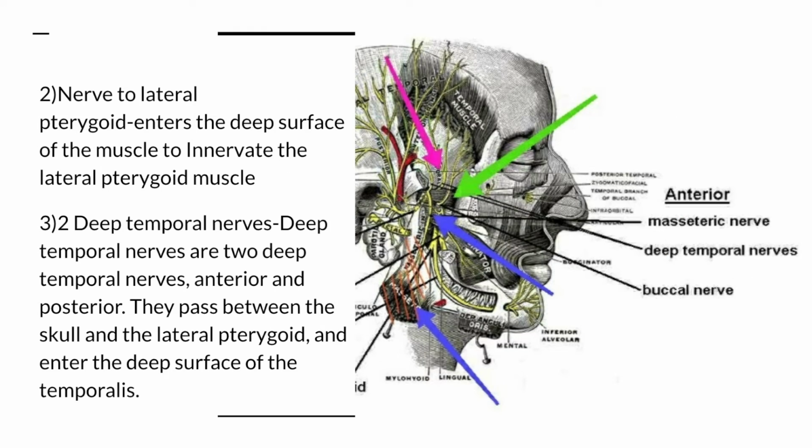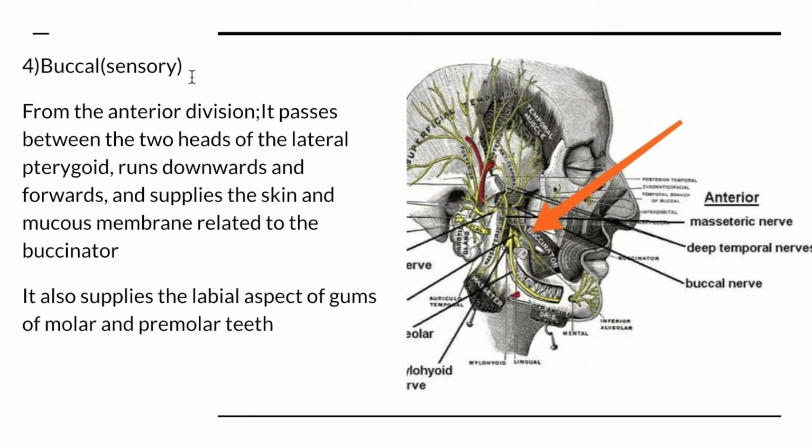and supply the temporalis. The last branch from the anterior division is the buccal branch, which is the only sensory branch. From the anterior division, it passes between the two heads of the lateral pterygoid and runs downwards and forwards and supplies the skin and the mucous membrane related to the buccinator. It also supplies the labial aspect of the gums of molar and premolar teeth.